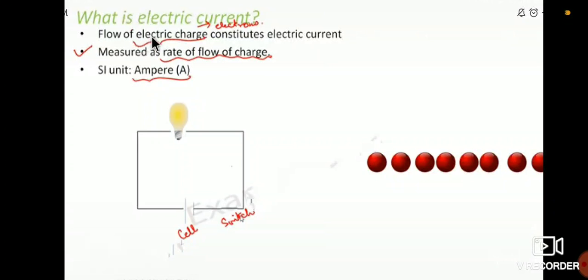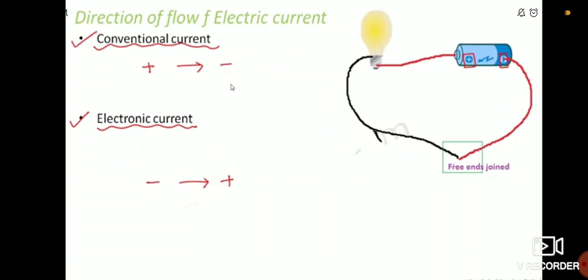Don't forget these three points: electric current means flow of electric charges; it is measured as rate of flow of charge; and the SI unit is ampere, written with the symbol A. This is the definition of electric current.